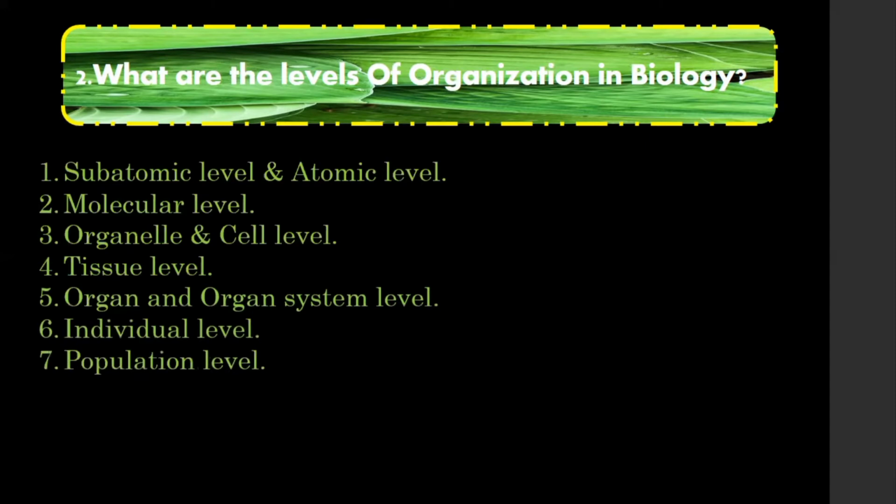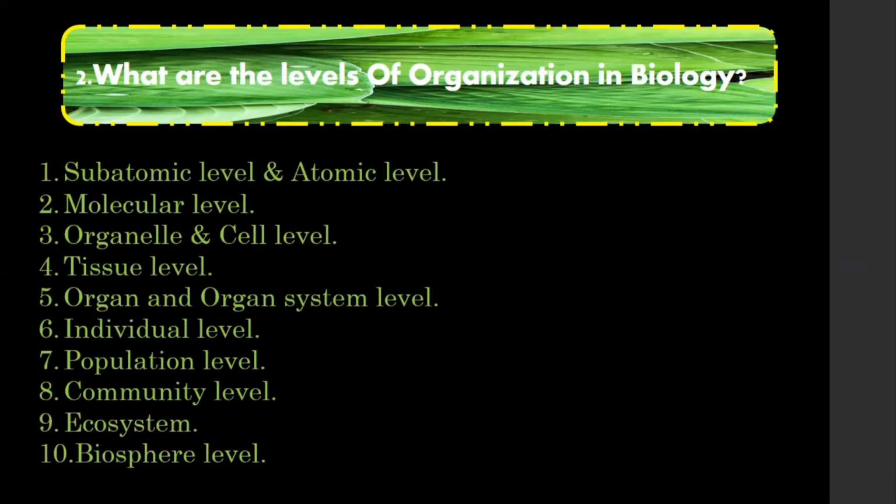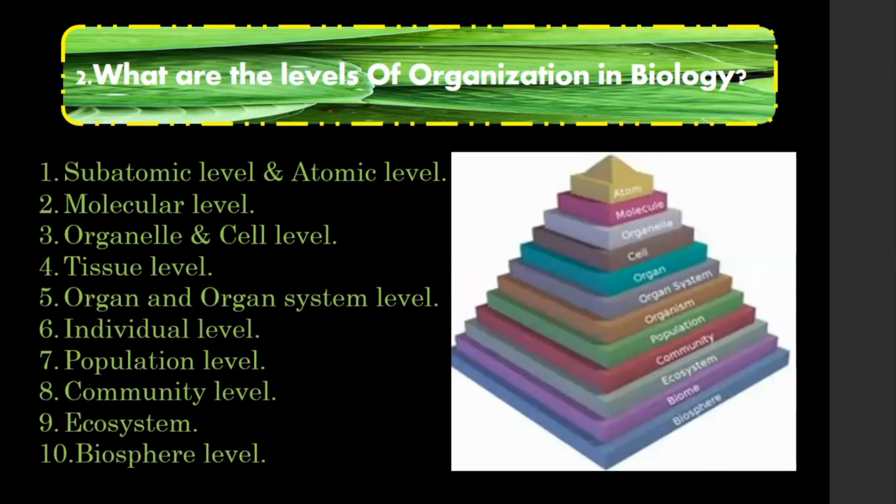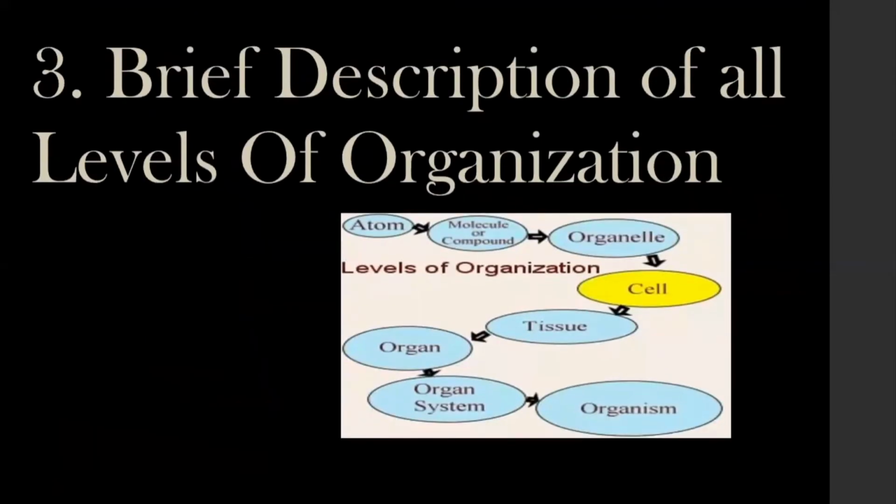Seventh one is population level. Eighth one is community level. Ninth one is ecosystem and the 10th one is biosphere. These all are interlinked with each other. Okay, now third point on our outline is brief description of all levels of organization.